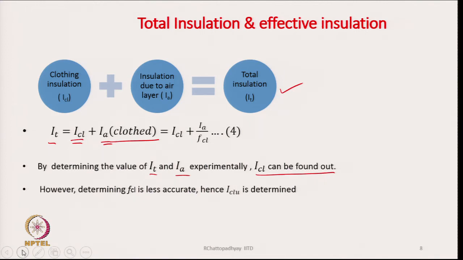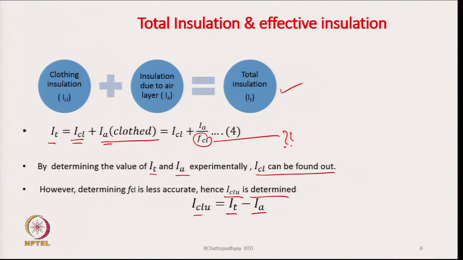However, determining epsilon is less accurate, hence I clue is determined. What is I clue? I clue is I T minus I A. This is because this epsilon value is a bit difficult to determine accurately. So, the formula which is there is an empirical formula and therefore not always very accurate. So, if you ignore that, then I T becomes I CL plus I A.